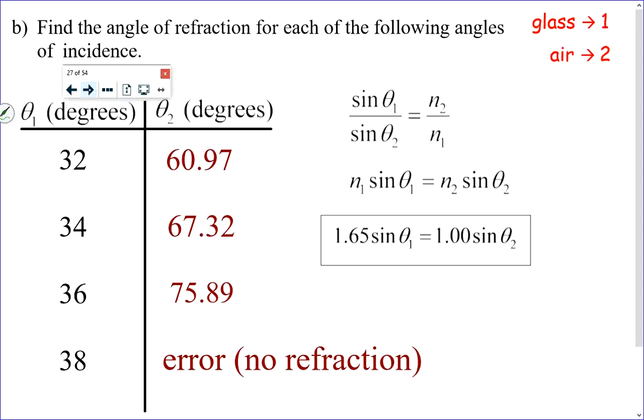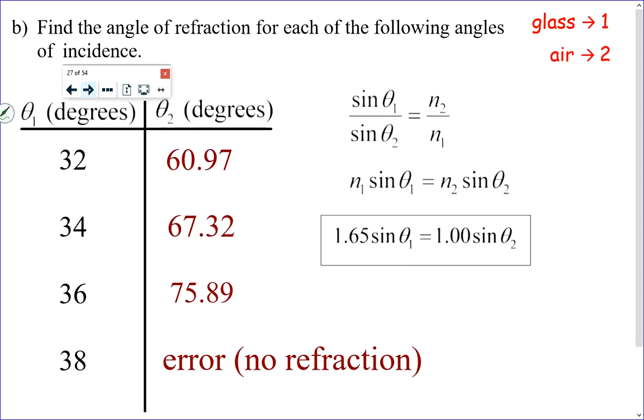You're looking at 100% reflection inside of the medium that it's in. Total internal reflection. So when you're going from a more dense to a less dense medium, if that angle of incidence is too big, you get reflection. So when I say no refraction, I mean 100% reflection.